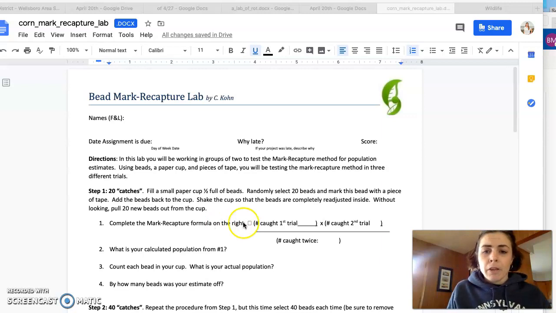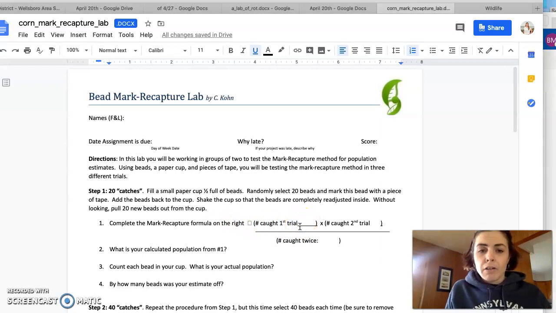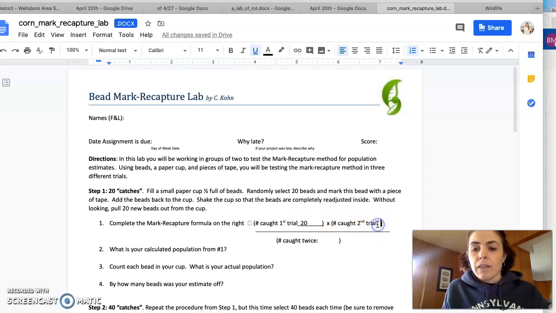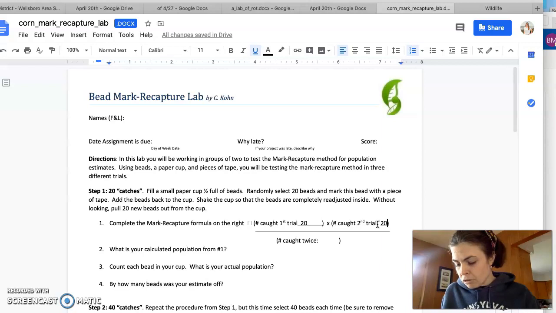And when I do, I'm going to determine how many of them were the original ones that I had tagged. That's going to help me get a percentage and an actual number for my calculation so I can estimate population size from that. So in the first trial, step 1, 20 catches, we're going to put 20 because that's how many we marked. And then we're also going to put 20 in the second trial because that's how many we're catching twice. So let me catch some here. 2, 4, 6, 8, 10, 12, 14, 16, 18, 20.